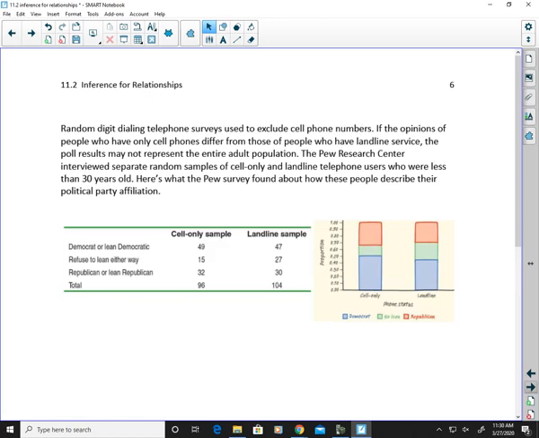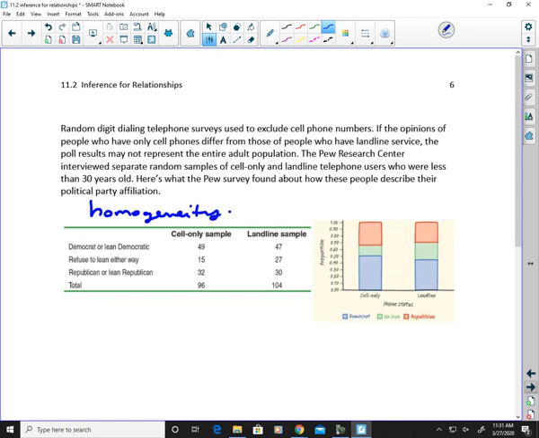We've got random digit dialing surveys, and they're used to exclude cell phone numbers if the opinions of people who have only cell phones differ from those of people who have landline service. The poll results may not represent the entire population in that case. The Pew Research Center interviewed separate random samples of cell phone only and landline telephone users who were less than 30 years old. Here's what the Pew survey found about these people and their party affiliations. So it sounds like we had a group, we then had them separated, we gathered the data, and then we analyzed. So this is another situation of homogeneity.